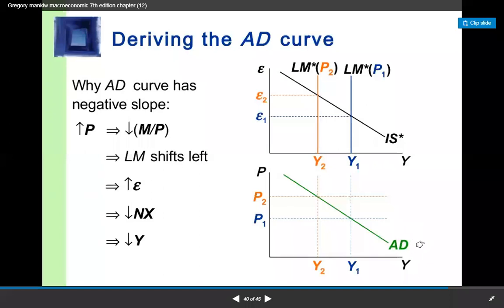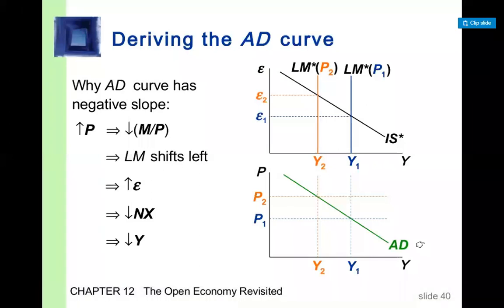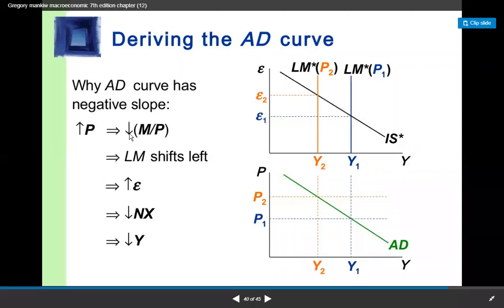Aggregate demand curve is a negatively sloped curve. Why is the aggregate demand curve negatively sloped? This is the question. The reason is that as price level increases, income level decreases. As price level increases, exchange rate increases, net export decreases. As a result, income level decreases.